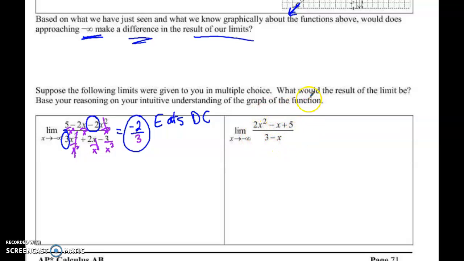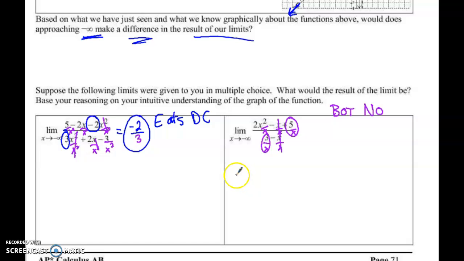Here's one where it does matter because it's bigger on top. So it's a slant asymptote. As you look at this, you can divide everything by x. Divide by x, divide by x, divide by x. So this would cancel. When you do the limit, this would equal 0. Divide by x. This would equal 0. Divide by x. So that would cancel.